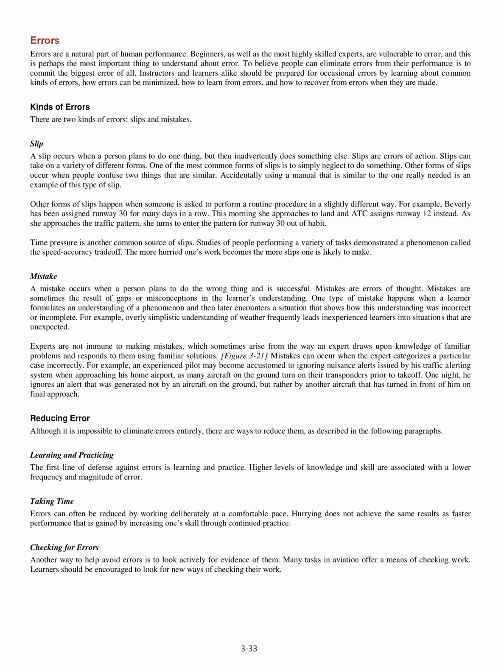A mistake occurs when a person plans to do the wrong thing and is successful. Mistakes are errors of thought. Mistakes are sometimes the result of gaps or misconceptions in the learner's understanding. One type of mistake happens when a learner formulates an understanding of a phenomenon and then later encounters a situation that shows how this understanding was incorrect or incomplete.